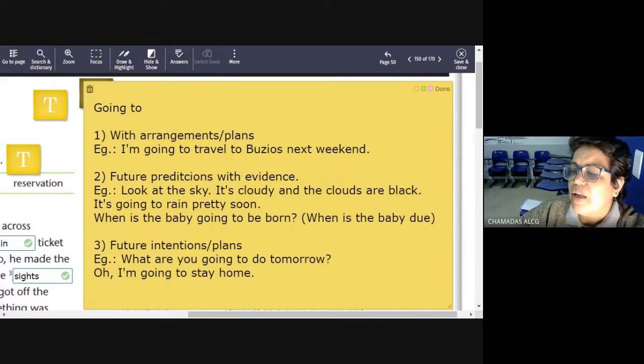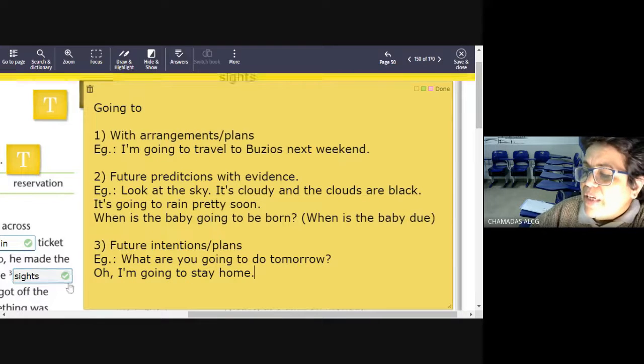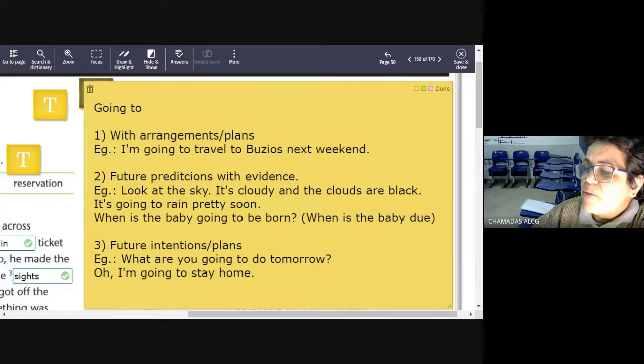Another situation. When is the baby going to be born? Or when are you going to have the baby, right? Here we have future intentions and plans. We also use going to when you talk about your plans for the weekend or sometime close to the present, right? What are you going to do tomorrow? I'm going to stay home. So this is your intention, okay?